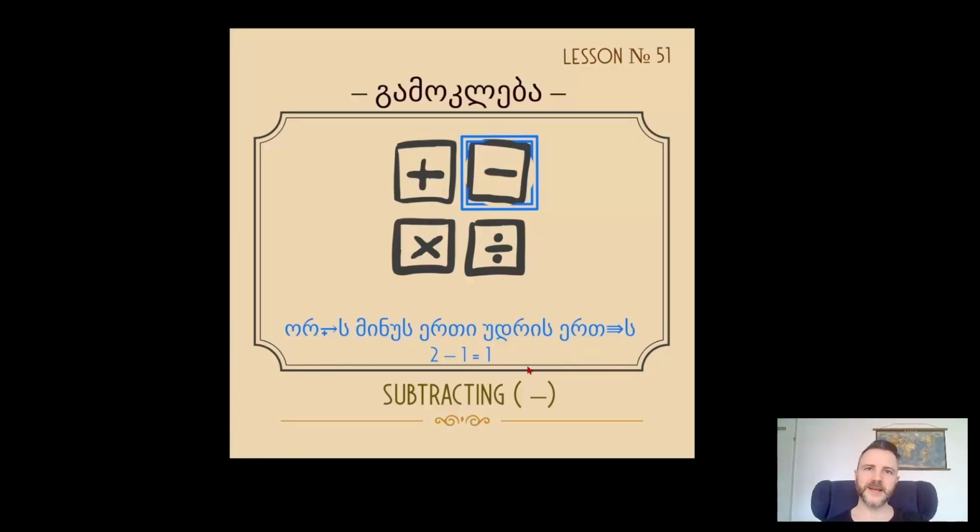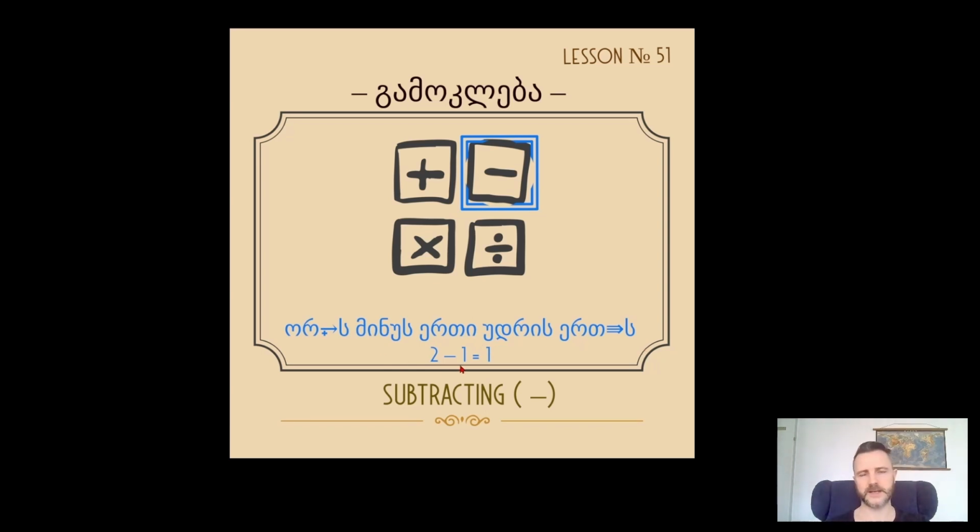So let's begin with my Instagram poster, and at the top we've got გამოკლება, and this is the act of subtracting, and we're looking at basic arithmetic, questions like 2 minus 1 equals 1. In Georgian, ors minus erti udris erts, showing us also the direction of our question in our mind, but definitely paralleling what's written on the paper. 2 minus 1 equals 1. Ors minus erti udris erts.